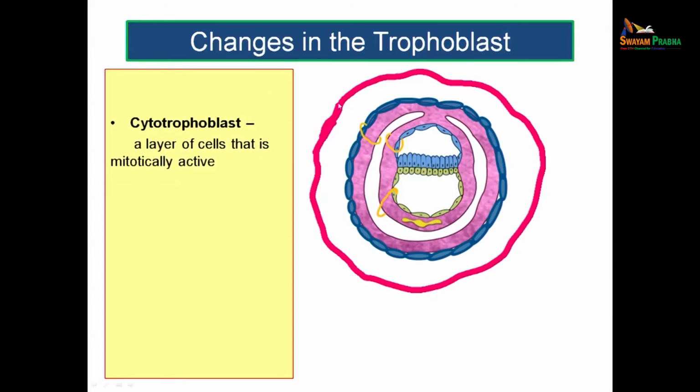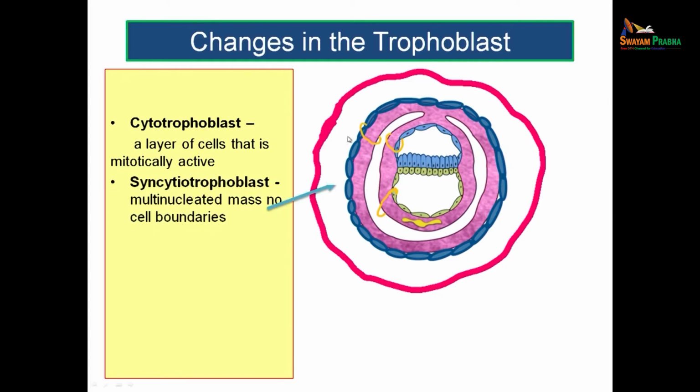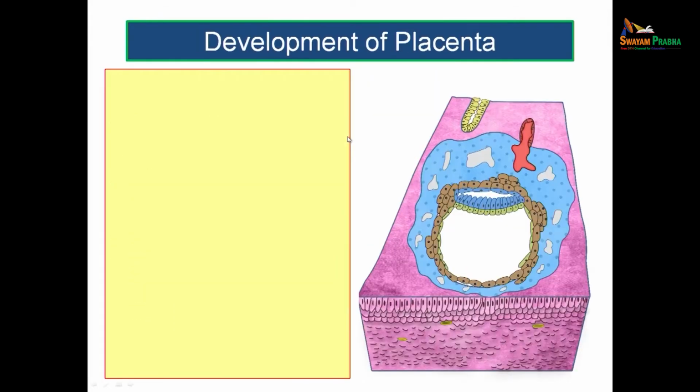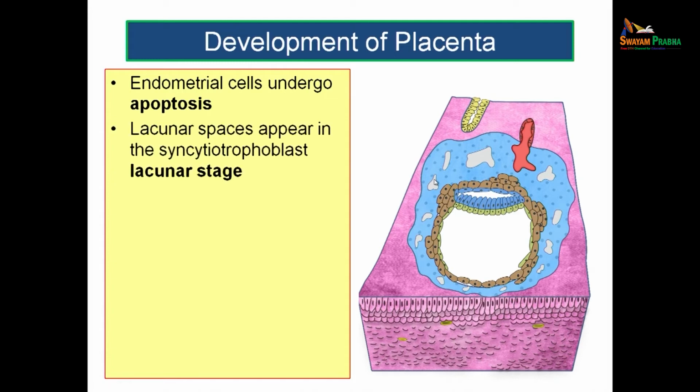So, this is the single layer of cytotrophoblast. You can see the dark blue colored region, a layer of cells that is mitotically active, known as the cytotrophoblast. The syncytial trophoblast is outer to it, and it is a multinucleated mass with no cell boundaries. Now, coming to the endometrial cells, some of them will be undergoing a process known as apoptosis.